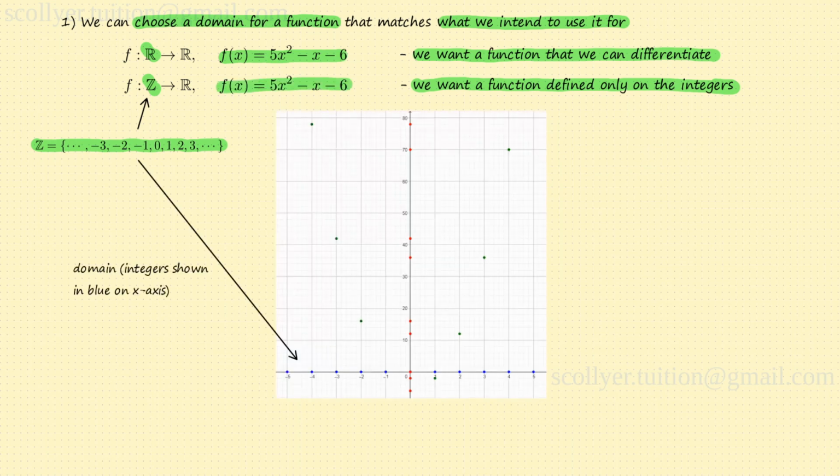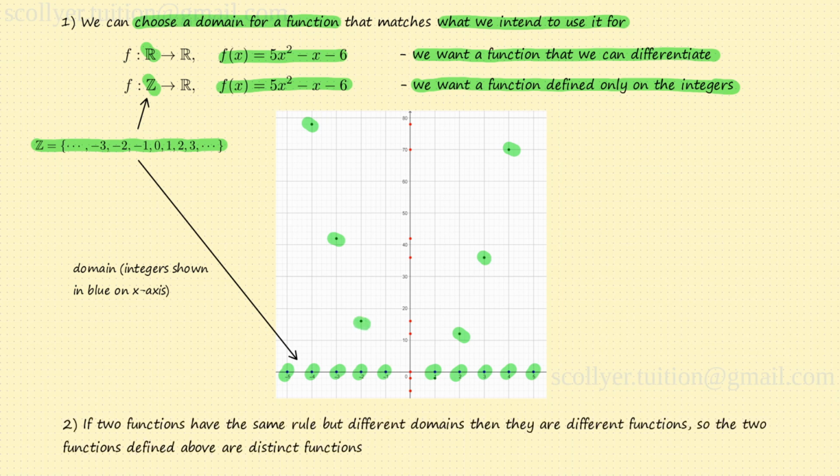And for this second case, we can see a graphical representation of the function with domain of integers. The integers are marked in blue on the x-axis, and they are the only numbers which we are allowed to put into the formula. So we get a graph which is defined only at these points. The second point to be aware of is that if two functions have the same rule but different domains, then they are different functions. So the two functions defined here are in fact different functions, even though I've given them the same name.